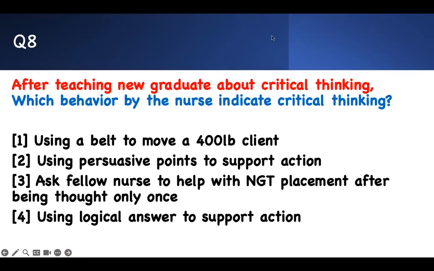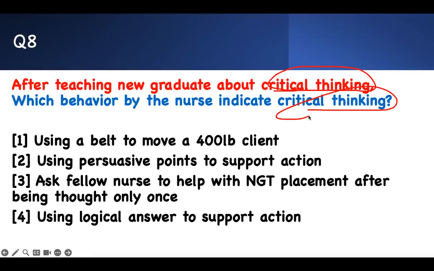Number 8. After teaching a new graduate about critical thinking, which behavior by the nurse indicates critical thinking? Critical thinking means you know your limits. That's critical thinking. So when you have a problem, you call for help. You come up with a problem-solving technique and make a decision using it. Don't use any persuasive idea or logic.